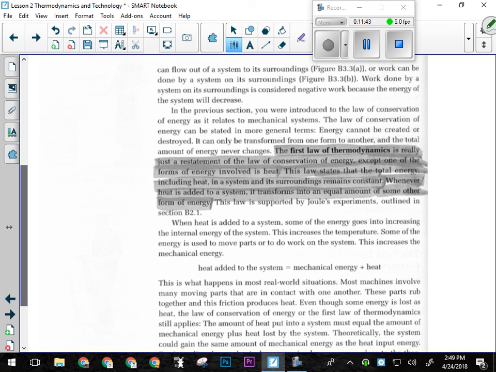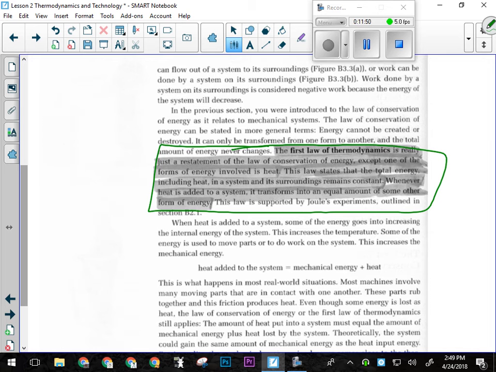Okay. So the first law of thermodynamics is here. I think it's highlighted in your notes as well, but make sure you know that. It's a restatement of the law of conservation of energy. It states that the total amount of energy, including heat, in a system and its surroundings remains constant. Energy can't be created, it can't be destroyed. Whenever heat is added to it, it transforms into other forms of energy.